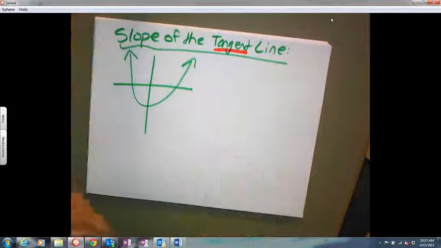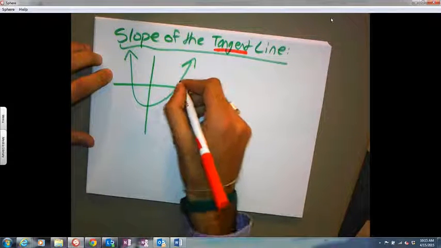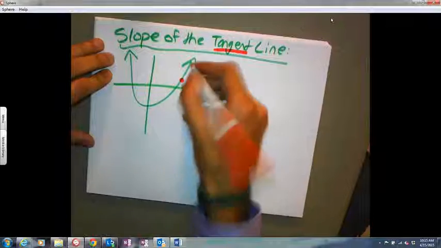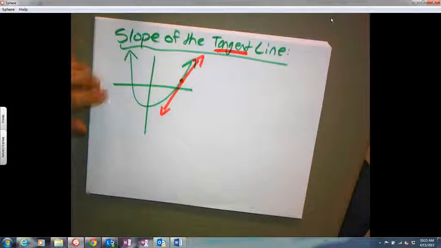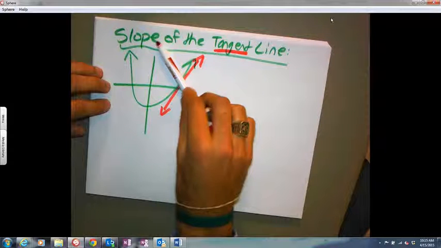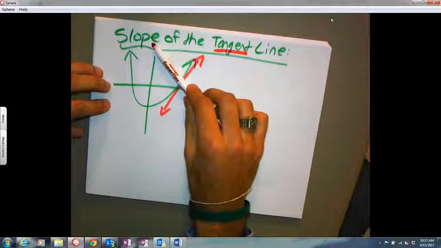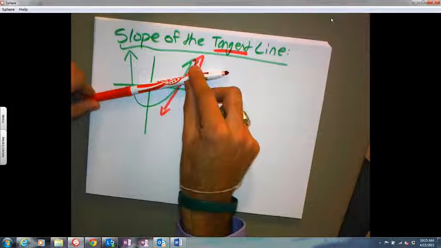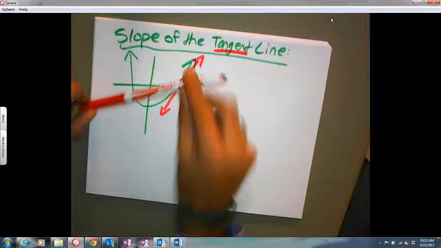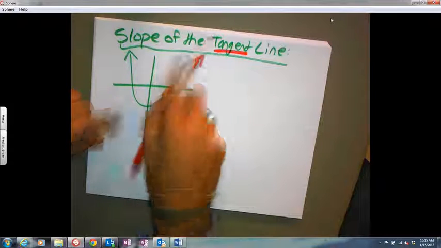tangent means a line that just touches the graph at one spot. It doesn't go through it, right? So not like this line. This line would go through that point. That's not a tangent line. Not like this line right here, because this touches the graph twice. It just needs to touch the graph one time.